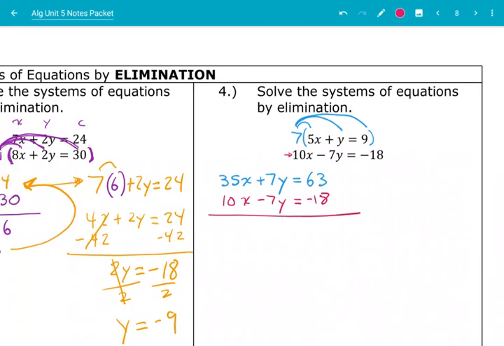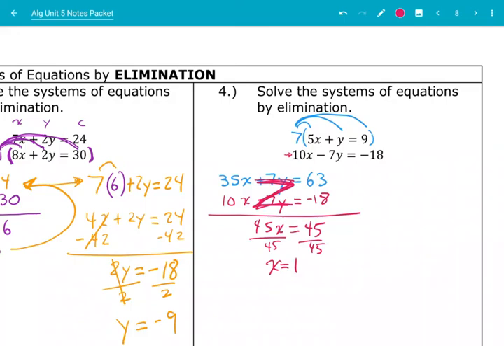Let's combine those. 35 plus 10 is 45x. Plus 7 minus 7, there's my 0 pair. We knew that was going to happen. This equals 63 minus 18. Let me get my calculator again. 63 minus 18, 45. Oh, look at that. So 45x equals 45. Well, divide by 45.